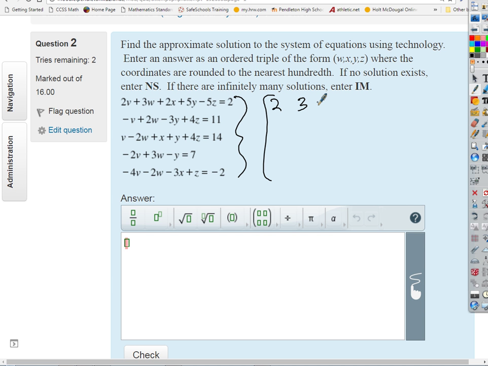No, I'm going to have to make that bigger, aren't I? That's not going to work. Let me do this.